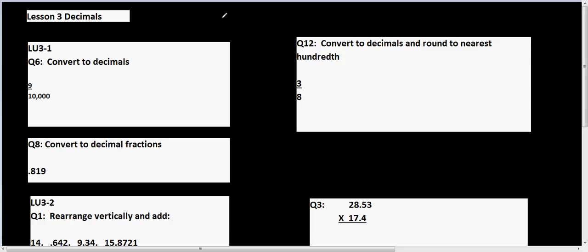Today we're going to learn how to do some conversion with decimals and some multiplication as well as some division and addition. So let's look first at how we convert to decimals from a fraction. In this case we've got 9 over 10,000. We know that this is going to be less than 1, so our solution is going to be something to the right of the decimal point.